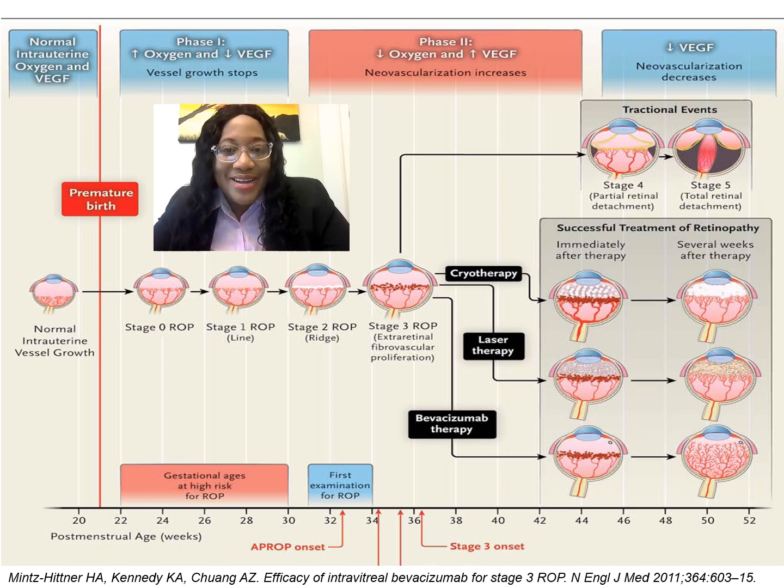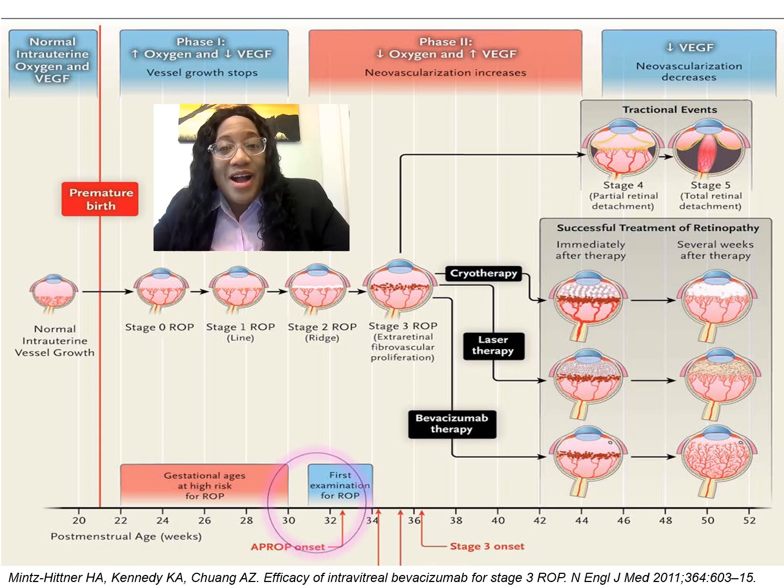I love this schematic showing ROP clinical pathogenesis as well as physiologic changes in VEGF levels. In utero, physiologic hypoxia and normal VEGF levels promote vascular growth. Premature birth into a high oxygen environment initiates ROP because high oxygen downregulates VEGF.